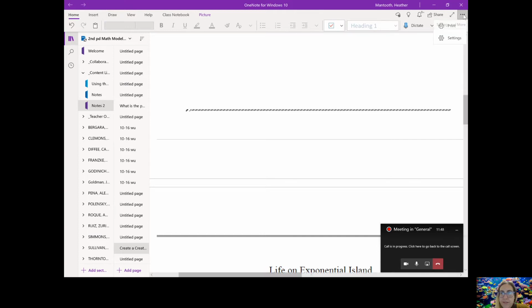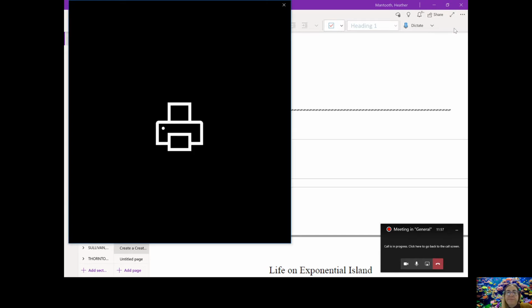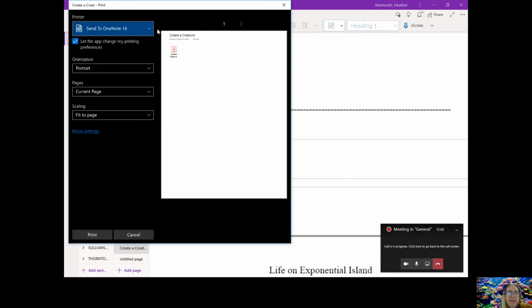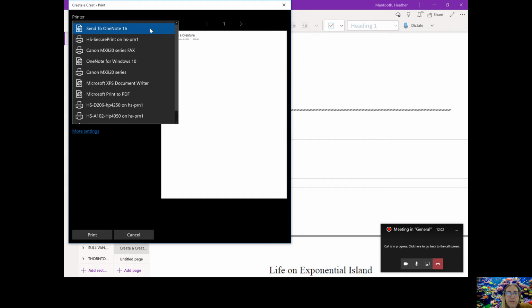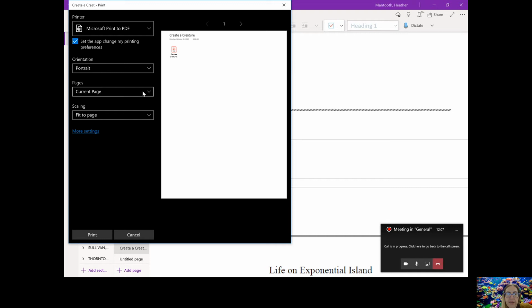All right. Okay. So here's how it is in the Teams application. I will go to the little ... up here in the right corner, and I will click on print. I'm not actually going to print this out. Instead of this right here, send to OneNote, I'm going to click on Microsoft Print to PDF. Okay, and I'm going to print, let's see, not just the current page. Yeah, just the current page, because all my information's on the current page. Okay, scaling should fit to page. Orientation is portrait, all that's fine.